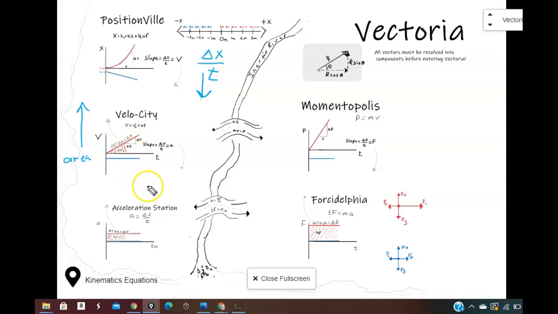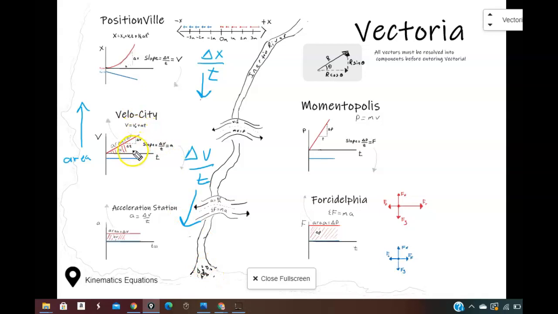This pattern is the same throughout this whole map. For example, for velocity, the slope of the line, or the rate of change of velocity divided by time, equals my acceleration.